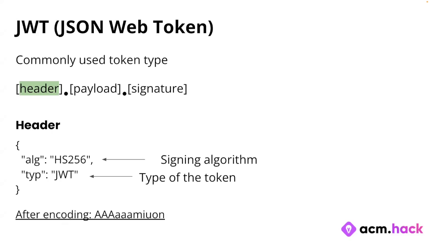And after encryption, we get a random string for each header, payload, and signature. For this example, I made it so that the string for the header part starts with AAA, so that later on it's easier for us to distinguish between header, payload, and signature strings. But in most cases, those strings would be more random.